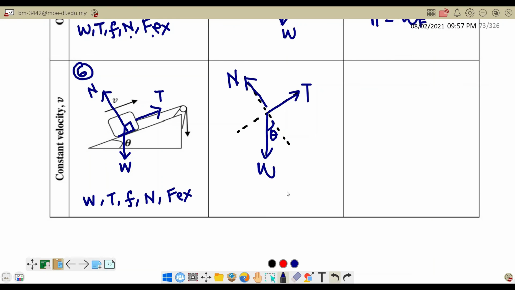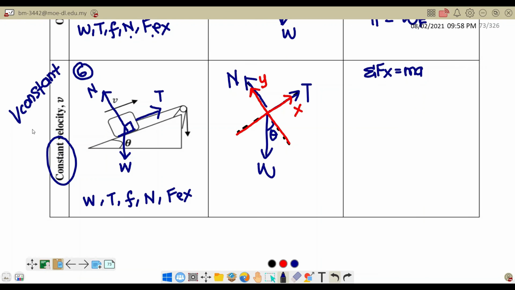Again, because this is an inclined plane, in this direction is the x component, and in this direction is our y axis. So we draw and then write the equation. The resultant in x equals ma, and it moves with constant velocity. When v is constant, a equals 0. So F net equals 0, meaning it is in equilibrium, balanced.